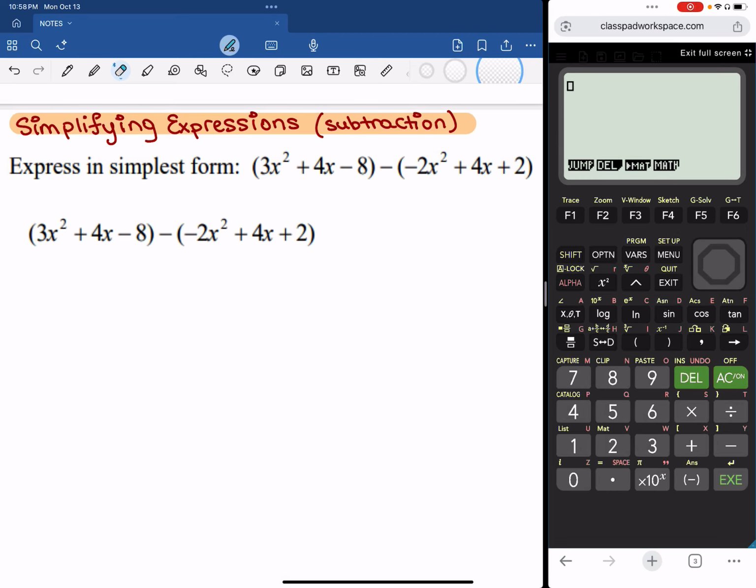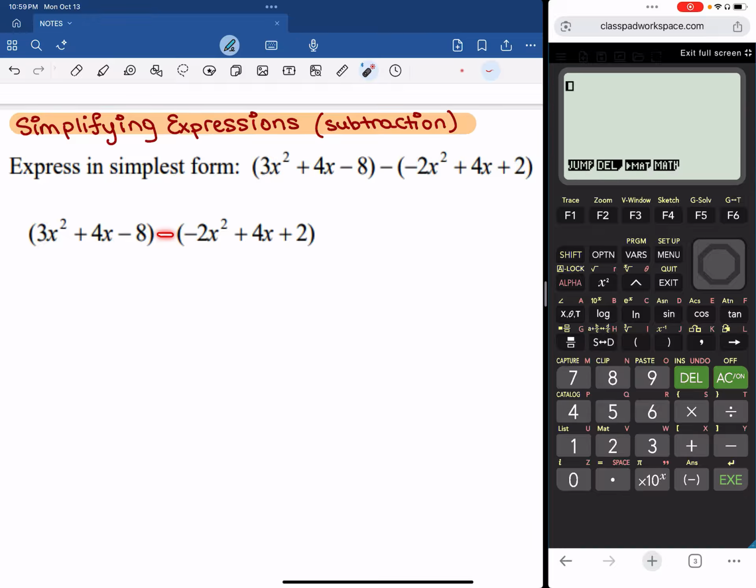Hey guys, here is the video as promised on simplifying this expression. So here we have two expressions that are being subtracted, or two polynomials that are being subtracted. So this subtraction sign adds an extra step before we can combine our like terms.